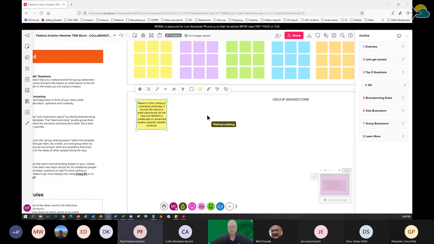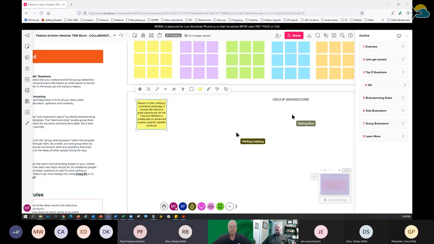There we go. Okay. This one says, based on Dan Lindsay's comments yesterday, it sounds like there's a great opportunity for the FAA and NESDIS to collaborate on advanced aviation-specific satellite products. Would anybody like to comment on that? I actually missed that session. Well, I'll comment. Randy, go ahead.